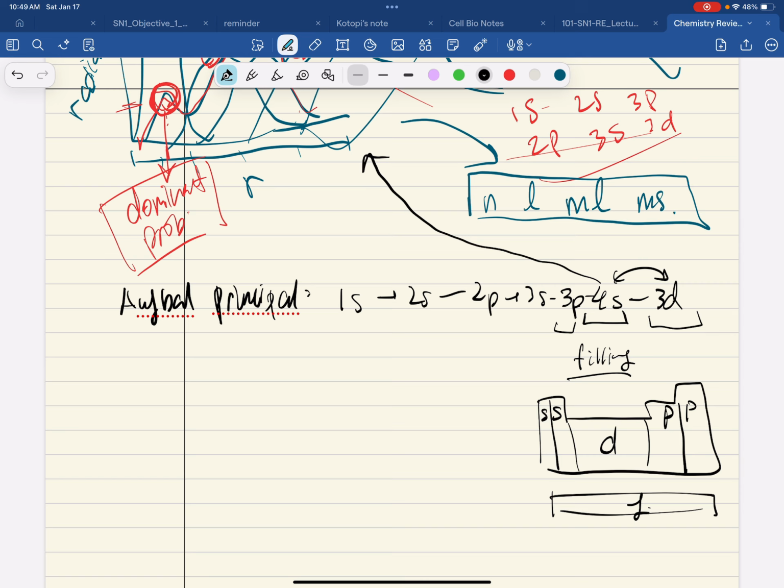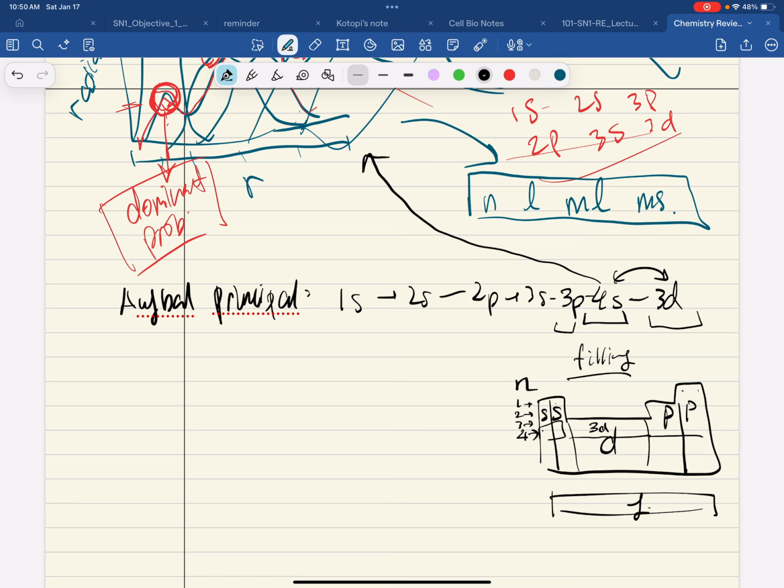So the filling order is always s, s, s, s, s, and then after the s of, let's say, the fourth level, which is the fourth row, we jump into d of the third level, so 3d here. And by the way, the first row is 1, the second row is 2, the third row is 3, and then now 4, which are the principal energy levels.